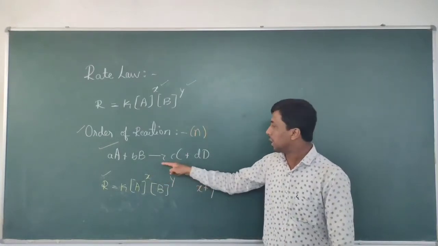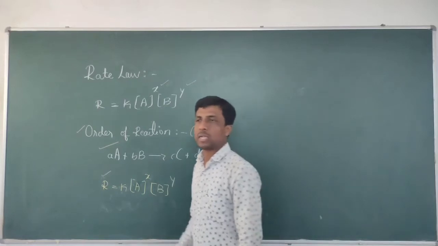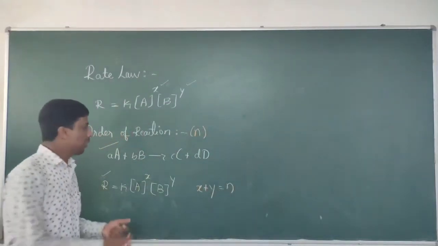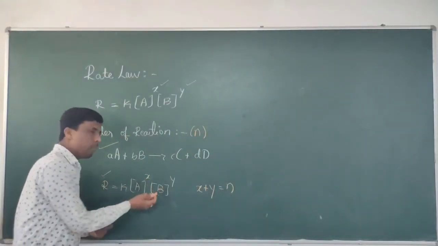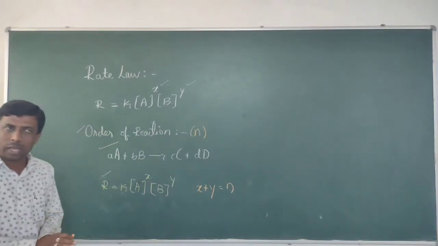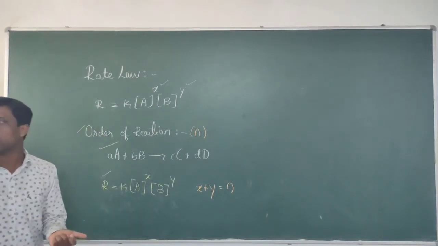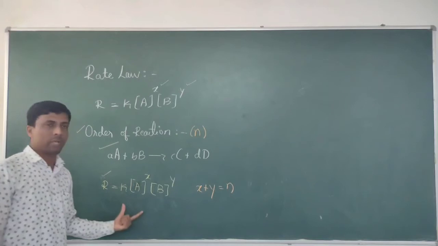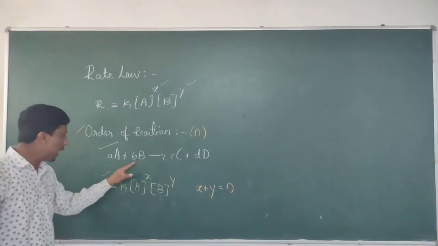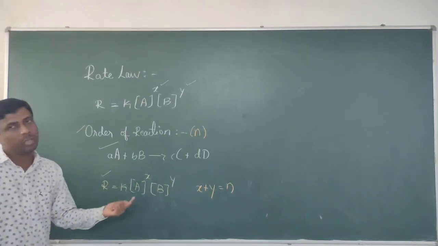You cannot balance a chemical equation and then state the order of the reaction, because x and y may be equal to the stoichiometric coefficients of the equation, or may not be equal to the stoichiometric coefficients.